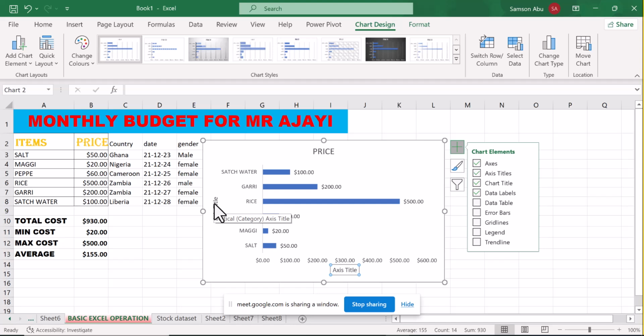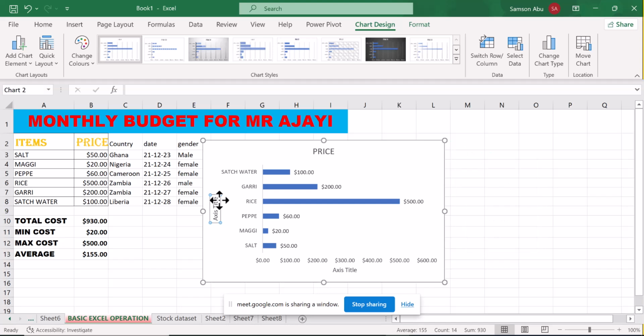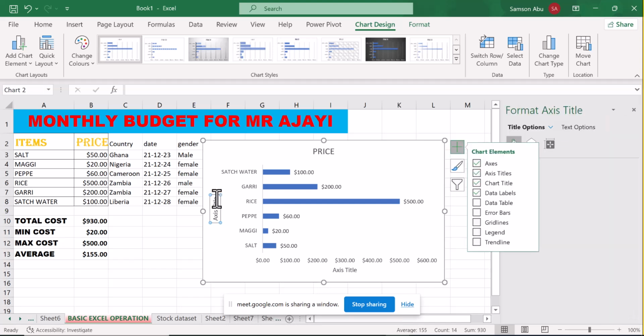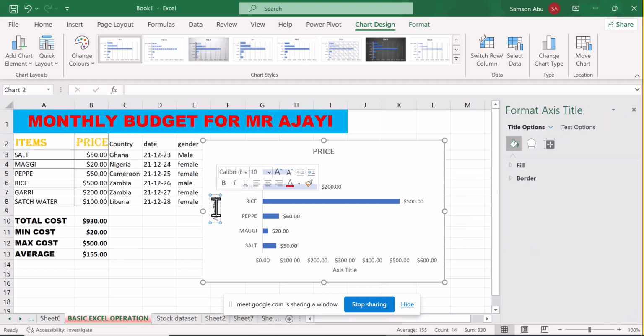I want to quickly edit this. I double click on the axis title here. I want to change this to items. Then this one is price. You double click on it, then your cursor will begin to blink. You then press backspace and change this to price.